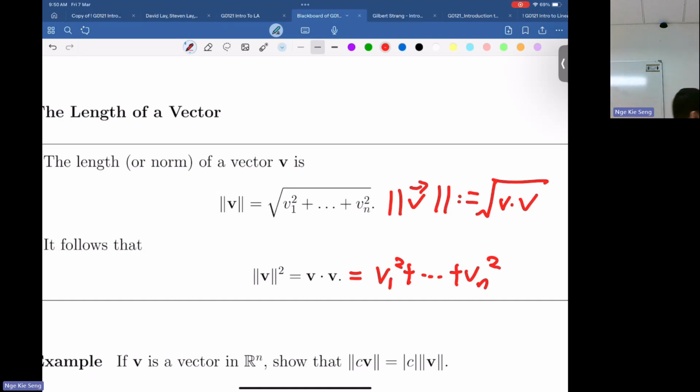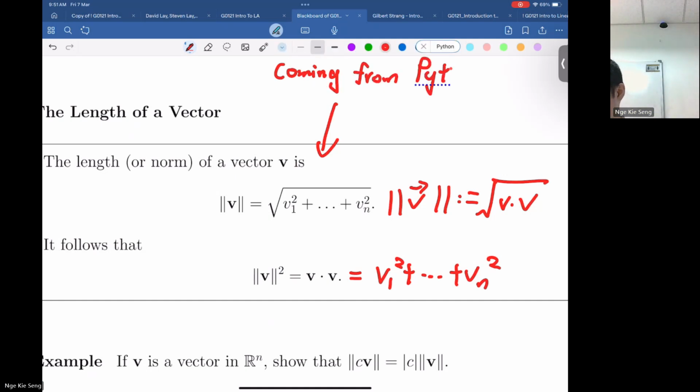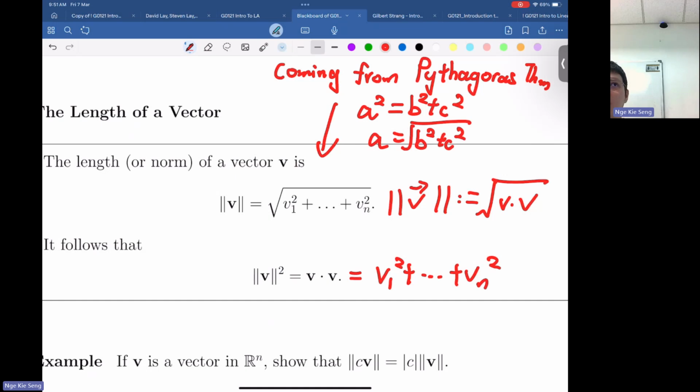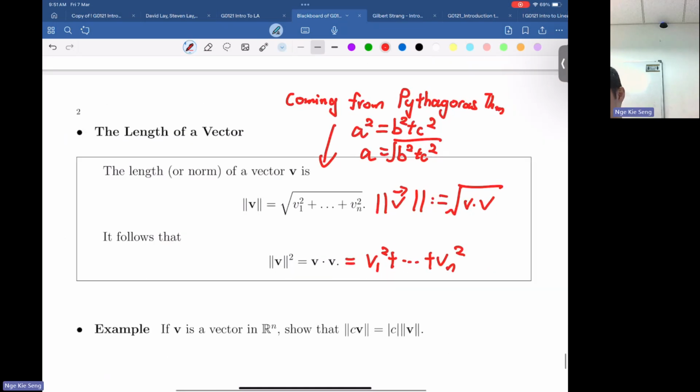Why do we take the square root? If you remember the Pythagoras theorem, there's a square root there. You guys know the Pythagoras theorem? Okay, so this is the n-dimensional Pythagoras theorem. This is coming from the Pythagoras theorem. If you know it's about a squared equals b squared plus c squared, right? Then a is the square root of b squared plus c squared. So what's a, what's b, what's c here?